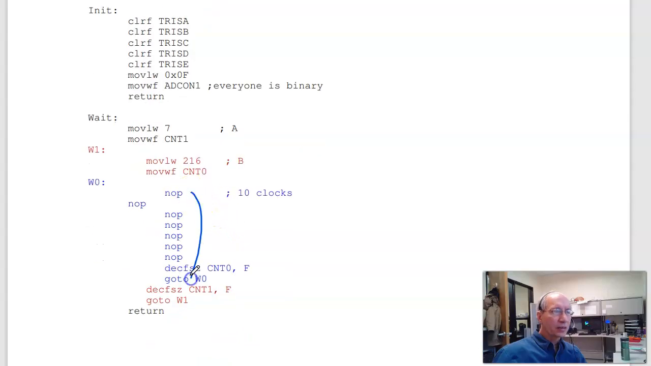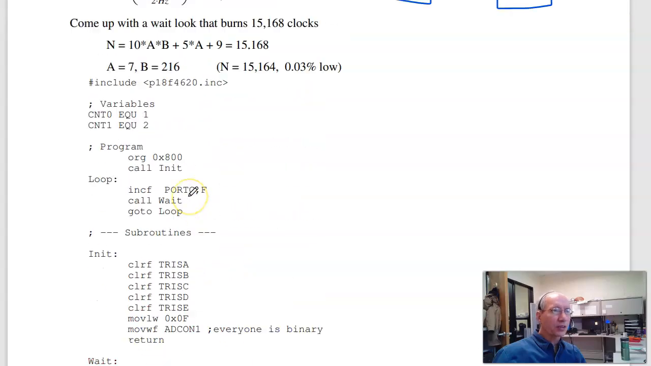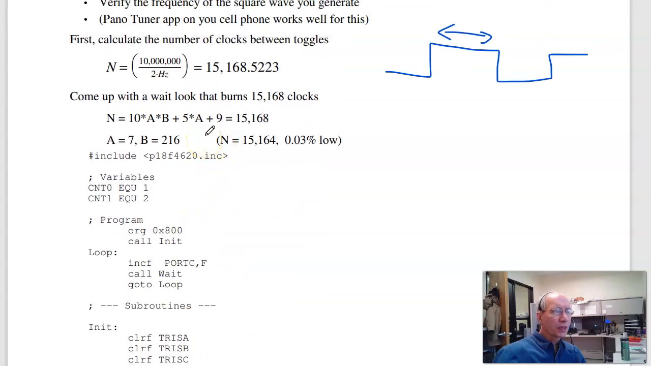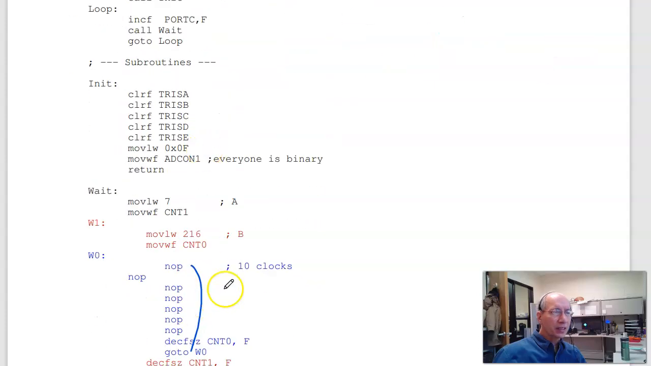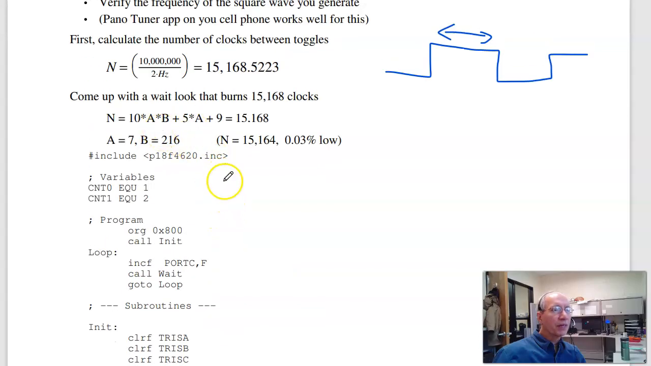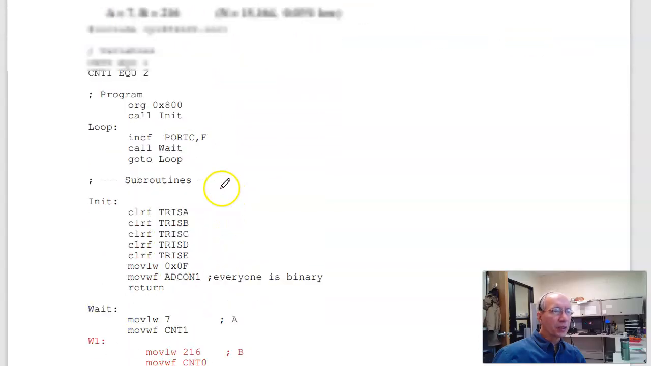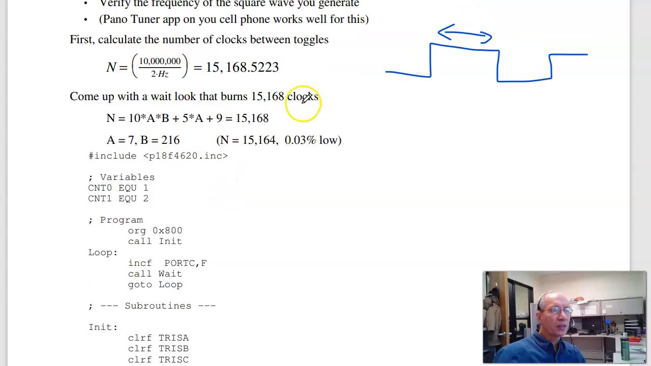This is 10 clocks. Called A times B times. The red section is 4 clocks, or 4 instructions plus 1, 5 clocks times A. The black section is 1, 2, 3, 4 clocks. Plus I have to call for the main routine, plus another goto, gives 9. So the total number of clocks for this routine is 10 times A times B, that's this inner loop, plus 5 times A, that's the red section code, plus 9. That should be 15,168. Find A and B to get you close.